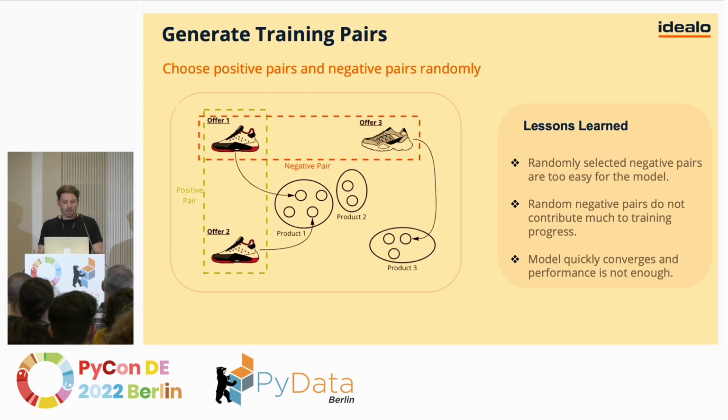negative pairs. And here our lesson learned is that if you select random negative pairs, then it might be too easy for the model. They belong to totally different products, and they don't share a lot of similarity, such as the model, the color, or even the brand. When we have these random negative pairs, the loss is really low and it doesn't contribute to our model training. The model also quickly converges, and the performance is not that great. So the question is, are there any other ways of creating better training examples?